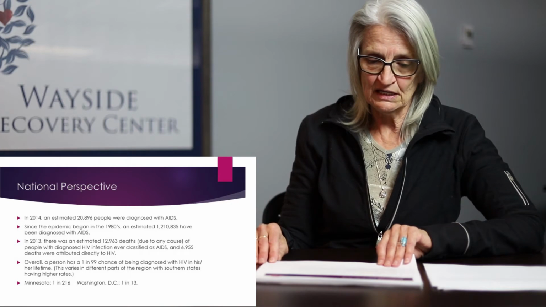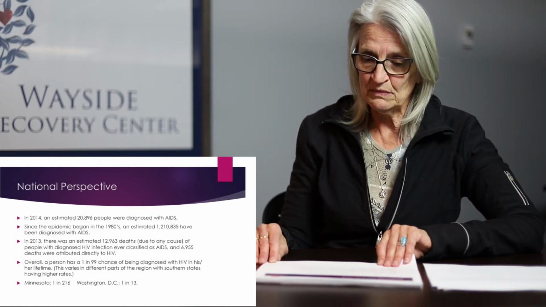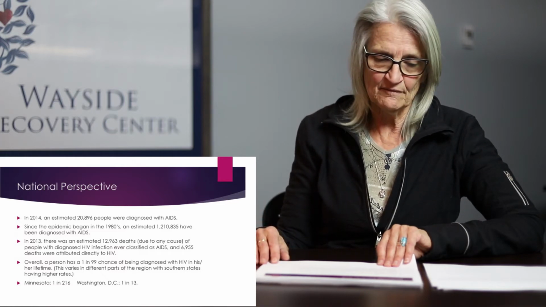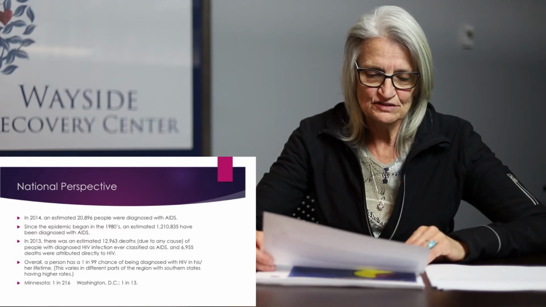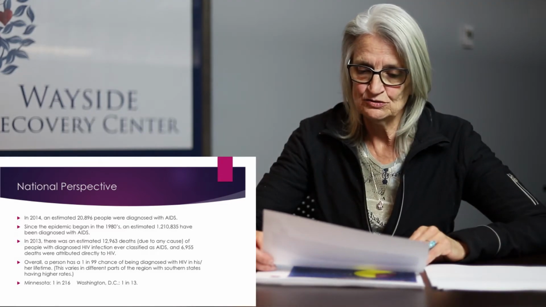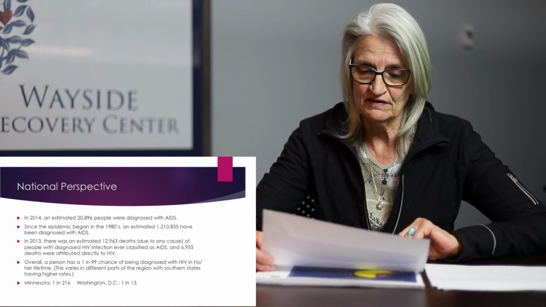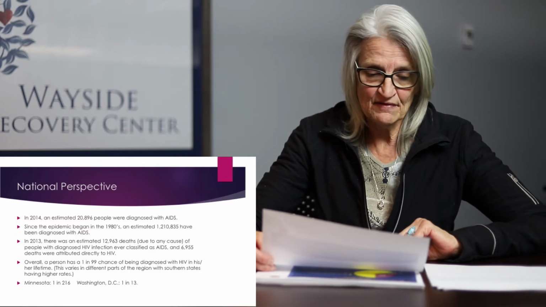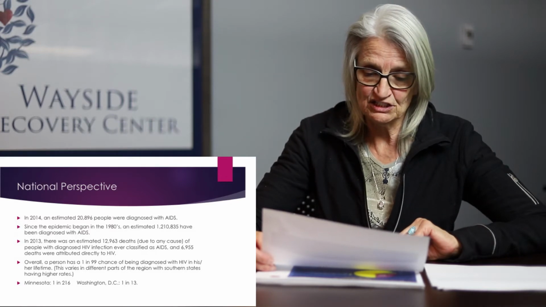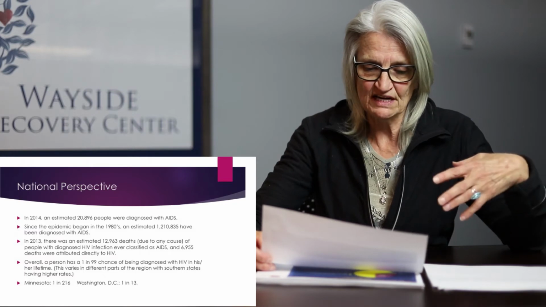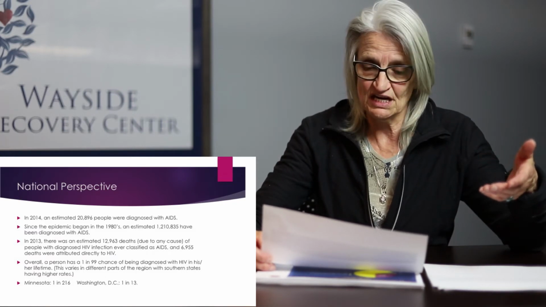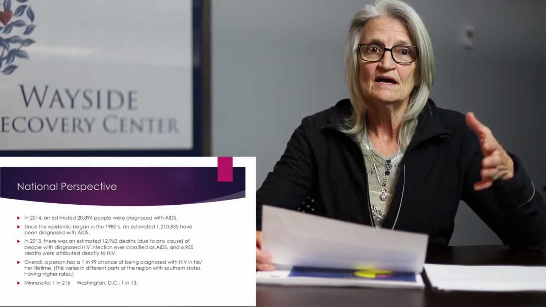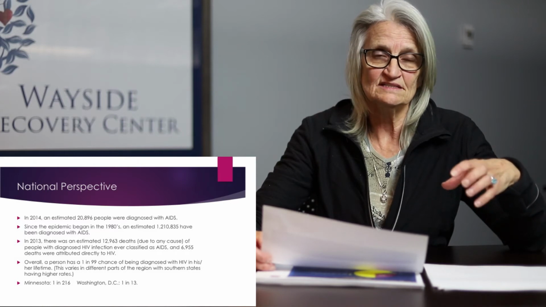Since the epidemic began in the 1980s, an estimated 1.3 million have been diagnosed with AIDS. In 2013, there were an estimated 13,000 deaths due to any cause of people diagnosed with HIV infection or classified as having AIDS, and 7,000 deaths were attributed directly to HIV. Overall, a person has a 1 in 99 chance of being diagnosed with HIV in their lifetime. It is a higher diagnosis rate in the southern states.